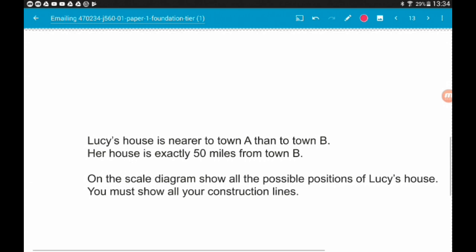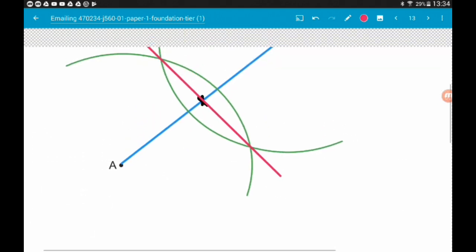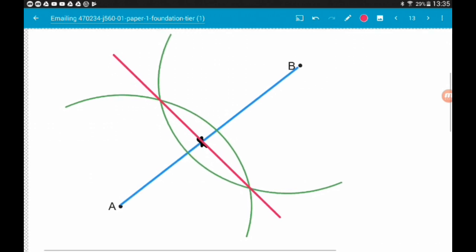So we're going to take care of the first statement first of all. So Lucy's house is nearer to town A than to town B. So I've already done this bit. If you are told something is closer to one point than another point, what we need to construct is the perpendicular bisector of the straight line that joins these 2 points together, which is exactly what I've done here. So let me talk you through.